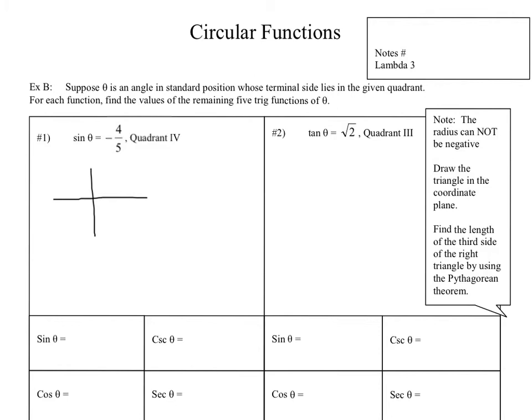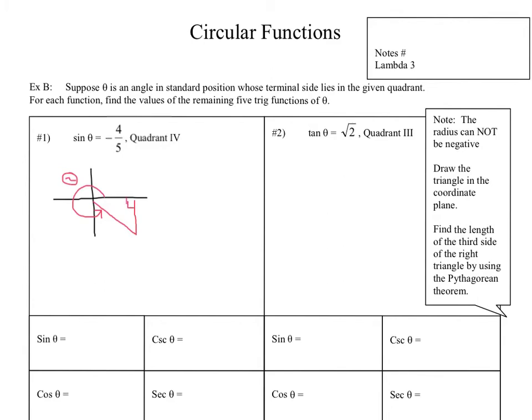So if I'm in quadrant 4, that means that my theta is here, like so. Directions say, continue, for each function, find the values of the remaining 5 trig functions of theta. And we're told this, that sine of theta is negative 4/5. Anytime you do these problems, you always end up with a right triangle, unless it's quadrantal.